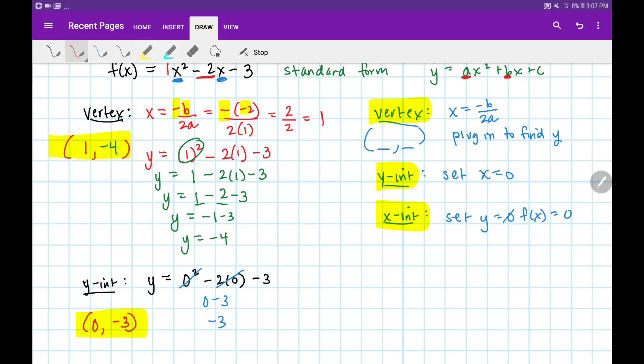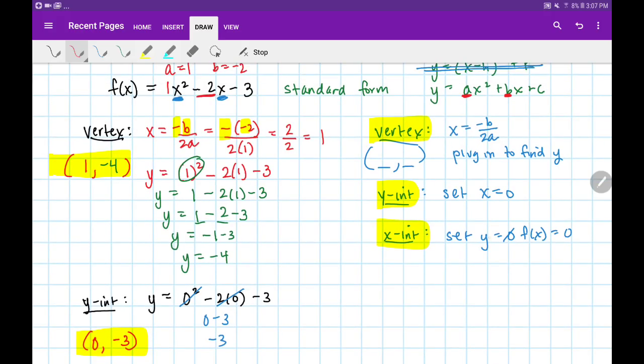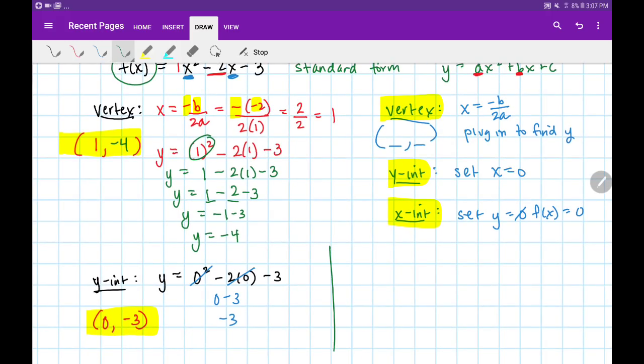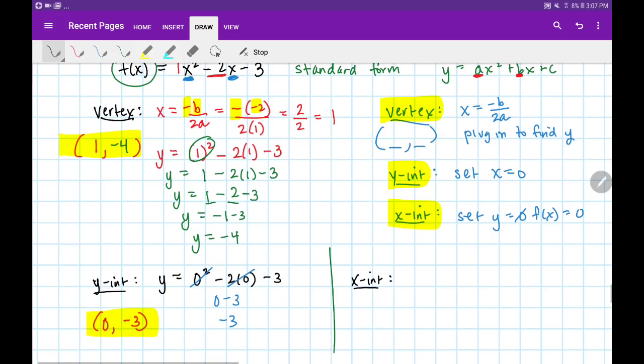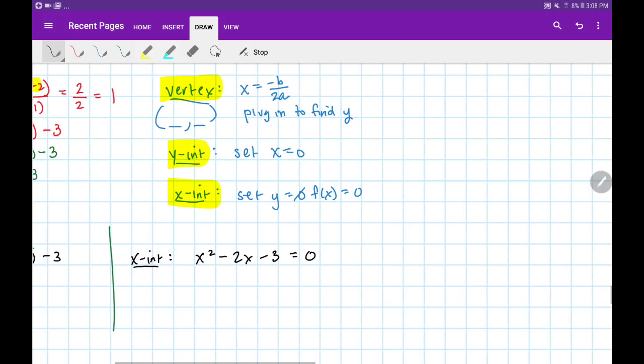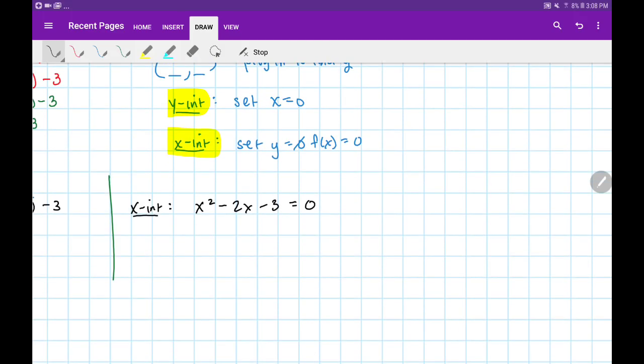But let's go ahead and find our x-intercepts also. X-intercept says you have to set the y equal to 0. So here's what we're talking about. This guy, set it equal to 0. That's our y value. So I'm going to draw a line. We'll find our x-intercepts now. So if I'm setting y equal to 0, this is going to be x squared minus 2x minus 3 equals 0. And then look at that. We have a quadratic equation to solve.